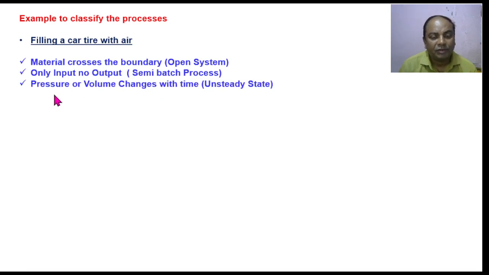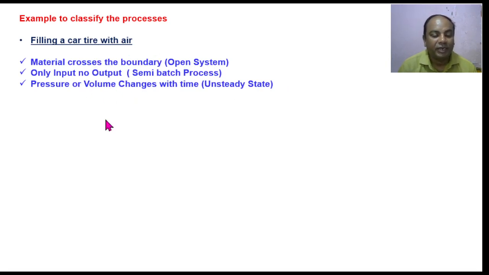Moreover, as the air enters the tire, pressure increases as well as volume changes. These variables, volume and pressure, change with time, and therefore we can say that this is an unsteady state condition. So we have classified this familiar example with what we have learned so far: open system, semi-batch process, operating under unsteady state condition.